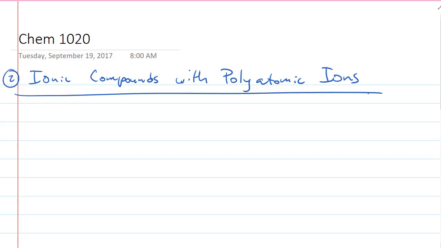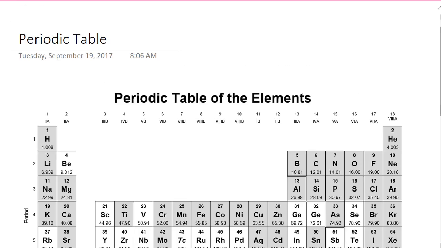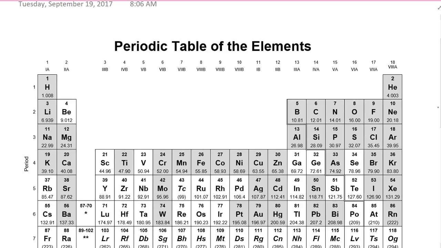So again, if you don't have these memorized, let's have your list out. And you should also have a copy of your periodic table out. I'm going to pop in a periodic table right here for us to refer to. Anybody need a copy of the periodic table here to get going today? Anybody need a new periodic table? All right.